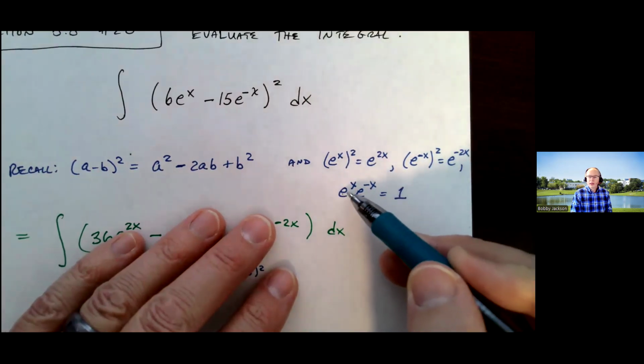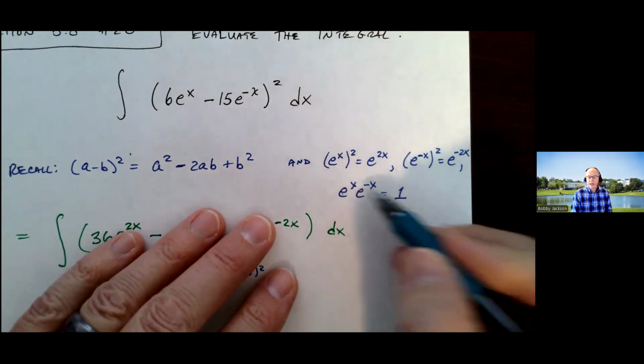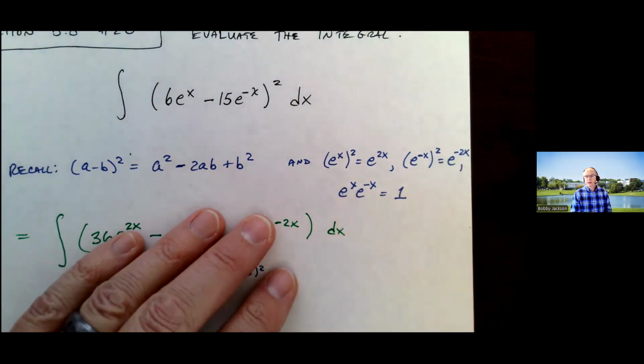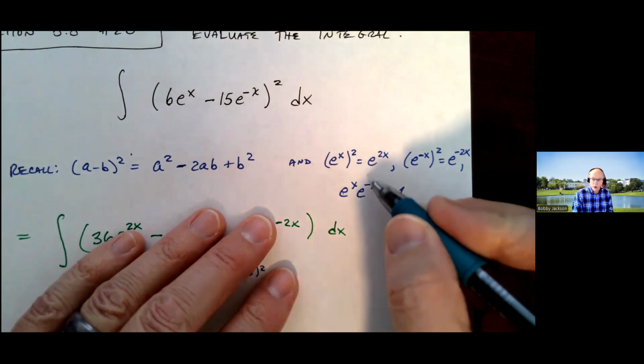And when I multiply e to the x times e to the negative x, I get 1. Why is that? Well, we add the exponents. X plus negative x is 0, e to the 0 is 1. Or you can just think about this as e to the x times 1 over e to the x.